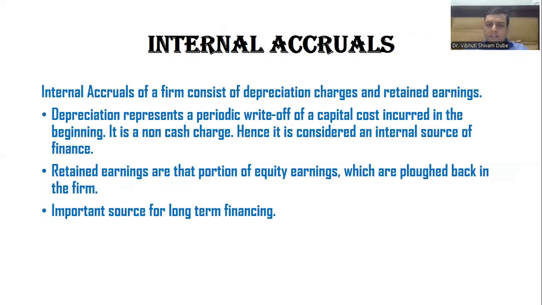First, we will be discussing internal accruals. Internal accruals of a firm consist of depreciation charges and retained earnings. Depreciation represents periodic write-off of capital cost incurred in the beginning. It is a non-cash charge. Hence, it is considered an internal source of finance. The next internal source of finance is retained earnings, which are the portion of equity earnings plugged back in the firm, and it is also an important source of long-term financing.